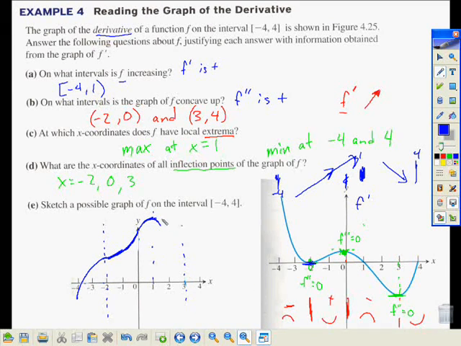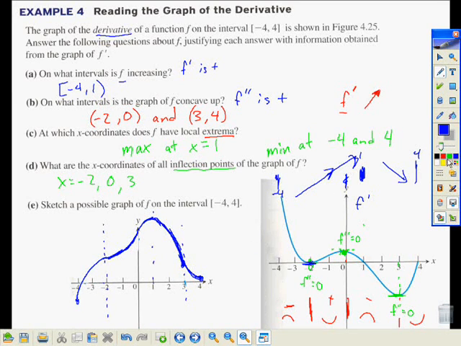Okay, I'm still concave down right now. But then at this point, after 3, even though I'm still decreasing, I'm now curving up. Okay, so this should be an inflection point right here. I'm curving down, and then I'm curving up, and then we end at 4.